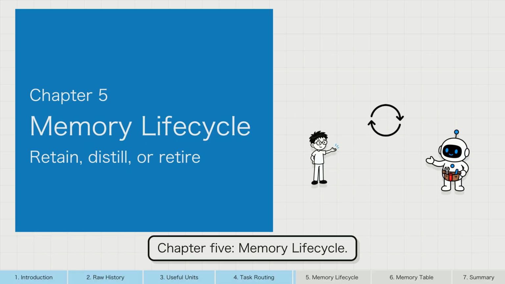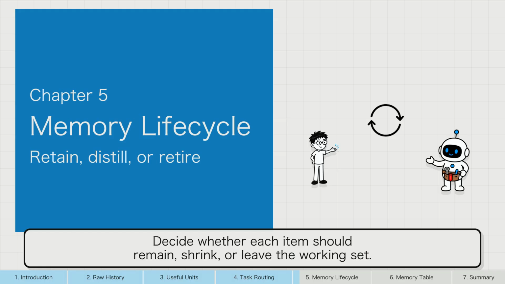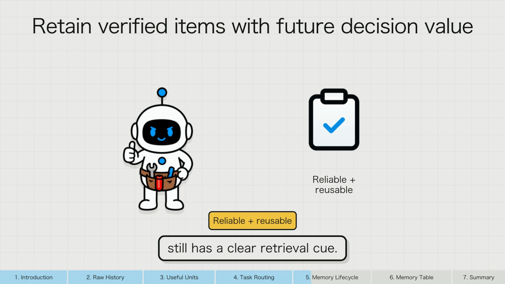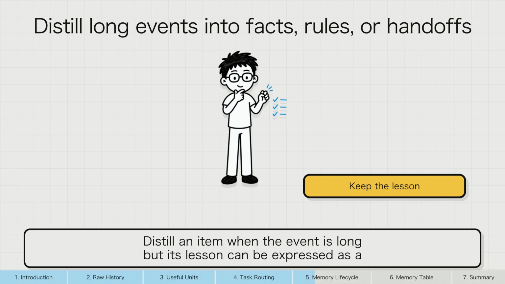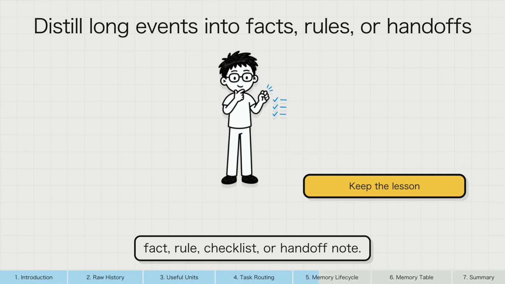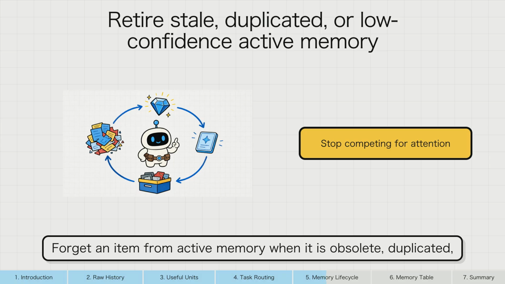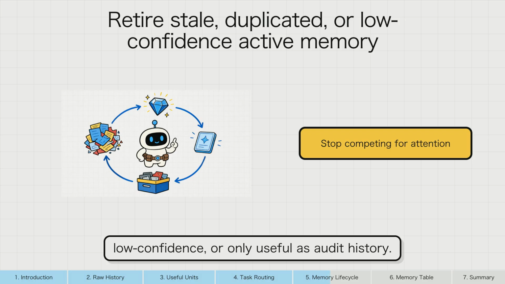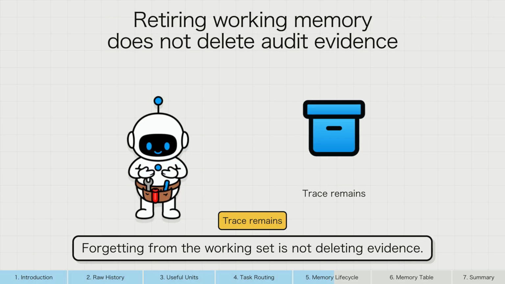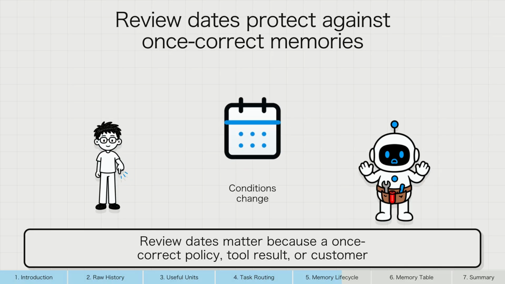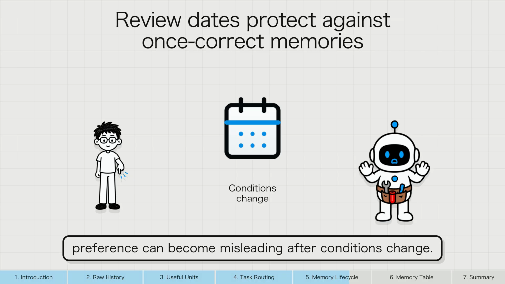Chapter 5, Memory Lifecycle. Decide whether each item should remain, shrink, or leave the working set. Retain an item when it is verified, likely to affect future decisions, and still has a clear retrieval cue. Distill an item when the event is long but its lesson can be expressed as a fact, rule, checklist, or handoff note. Forget an item from active memory when it is obsolete, duplicated, low confidence, or only useful as audit history. Forgetting from the working set is not deleting evidence. Keep the original trace where governance or debugging requires it. Review dates matter because a once correct policy, tool result, or customer preference can become misleading after conditions change.